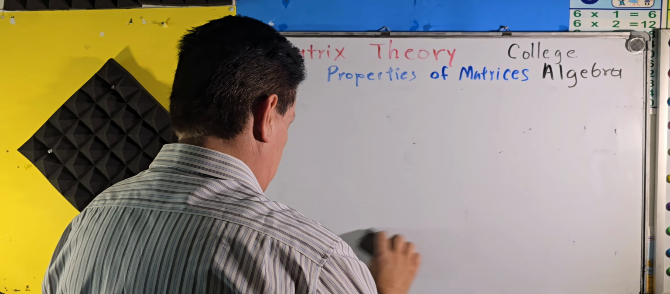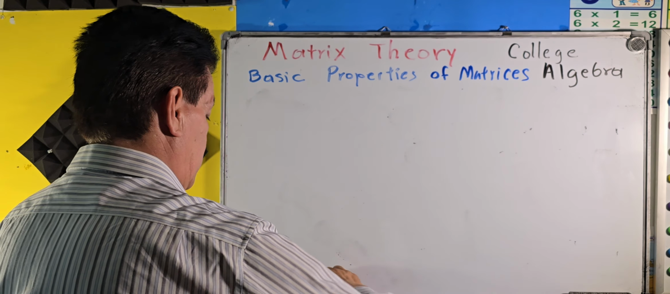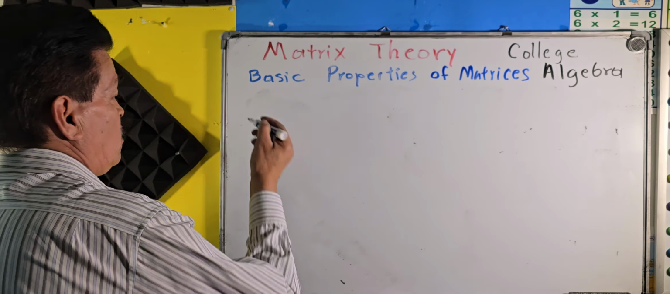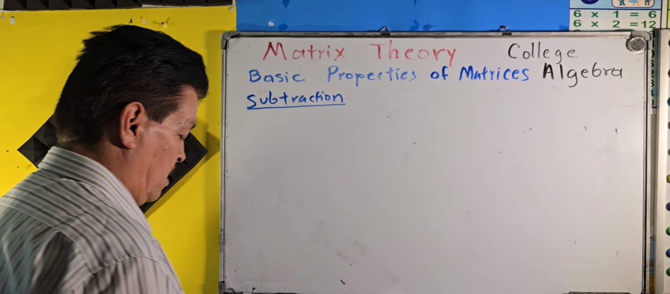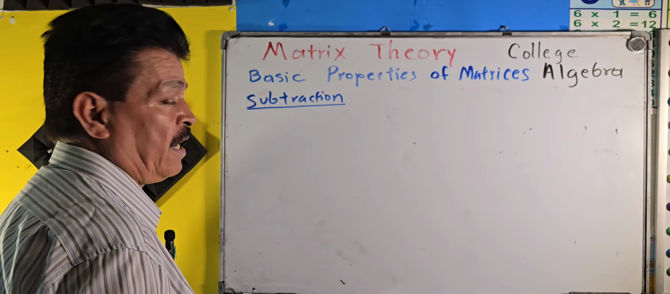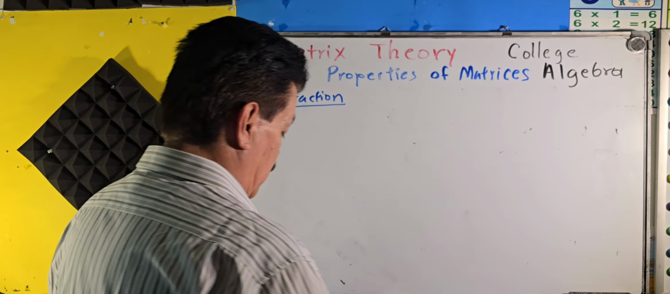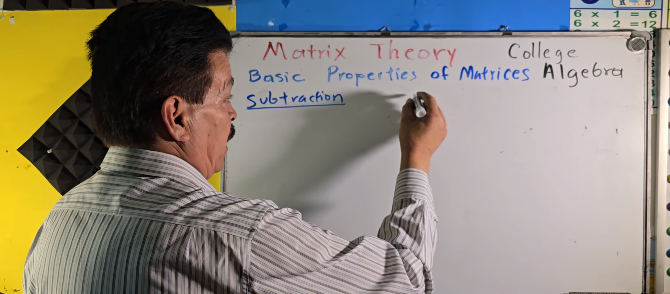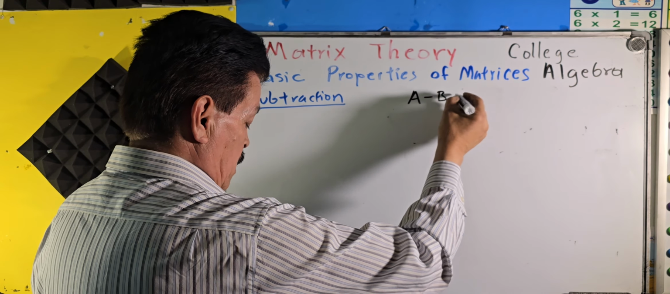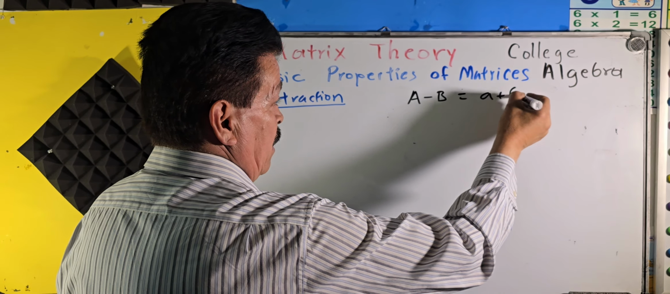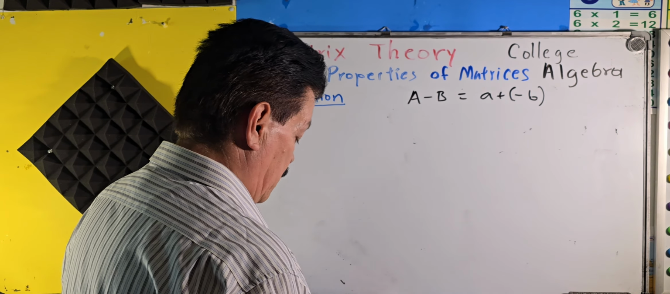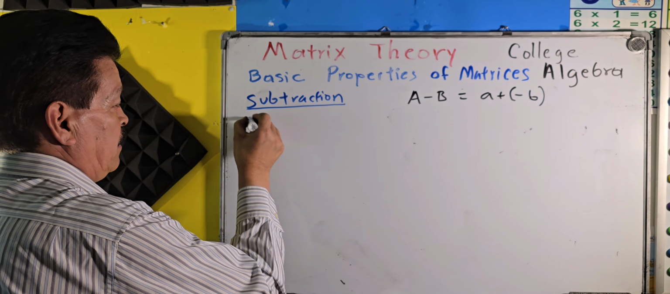Let's talk about subtraction on matrices. If A and B are two matrices, then A minus B is equal to A plus negative B.